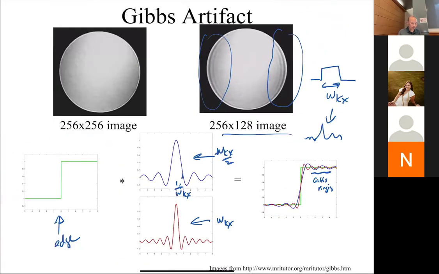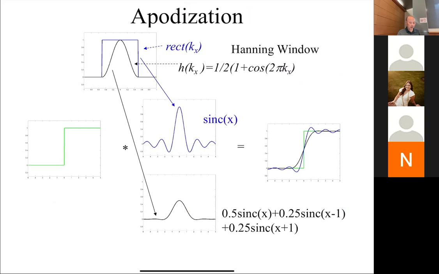So one thing you could do is you could say, well, you always need to acquire this image, but maybe you don't have the time to do that, or there's some other reason why you can't. So the other option you could do is, and here once again you're seeing a Hanning window. So you saw it in CT.